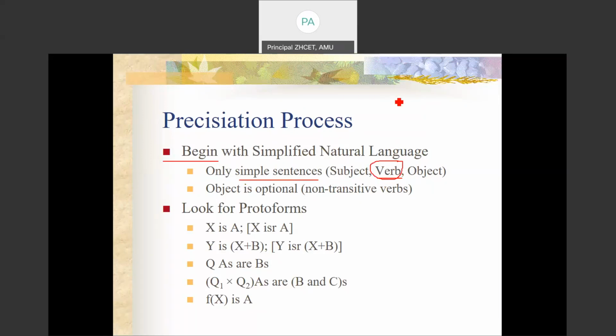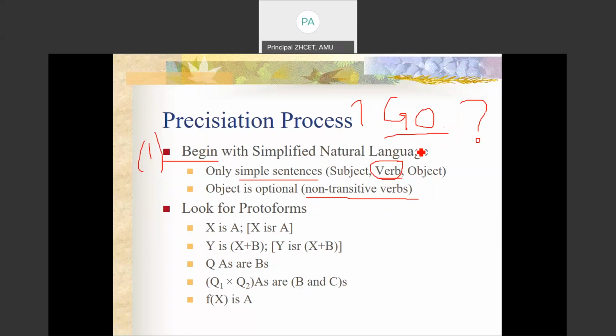For example, if I say go, right? This is a complete sentence in itself. It contains just the verb go. It doesn't have any subject, and it doesn't have any object. So the object is optional, and in some very rare cases, even the subject is optional. Such verbs, we all know, are intransitive verbs where the object is not there. So that is my first step: begin with simplified natural language.